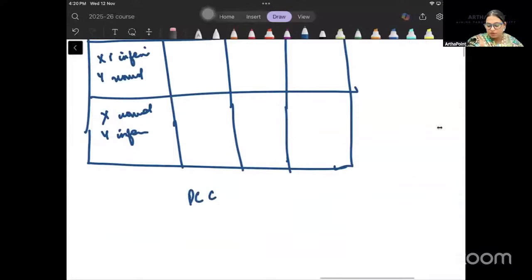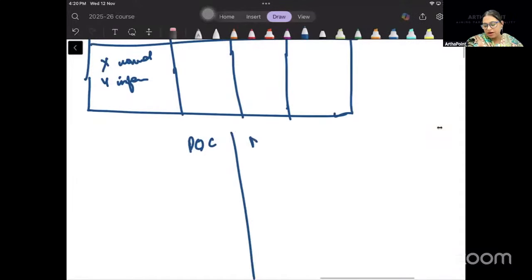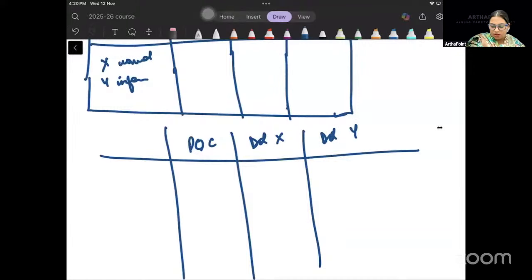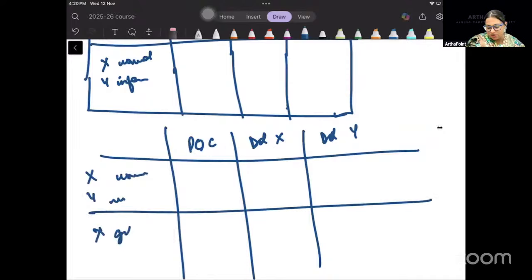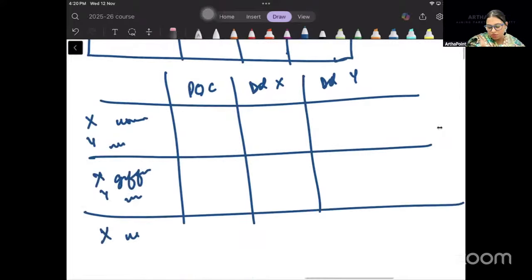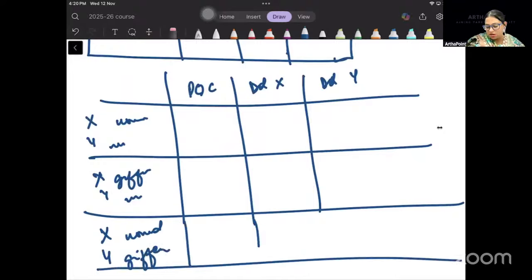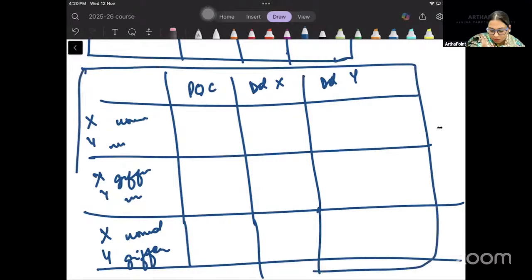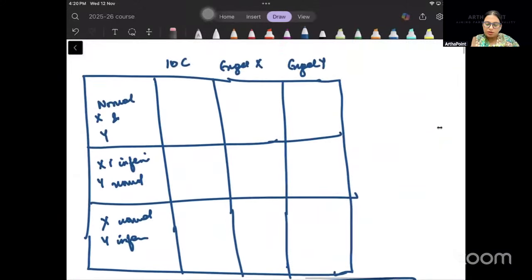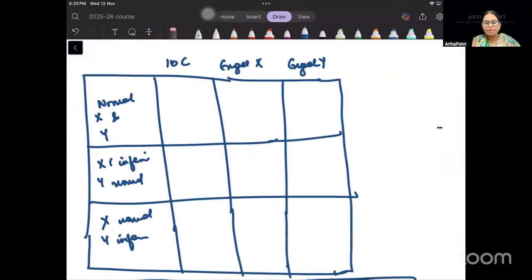So price offer curve, demand curve of X, demand curve of Y. X normal, Y normal, X given, Y normal, X normal, Y given. ठीक है, and you will go ahead and you will make this. ऐसा आप एक प्लॉट करोगे. So this is how you will go ahead and you will make this table for your revision.